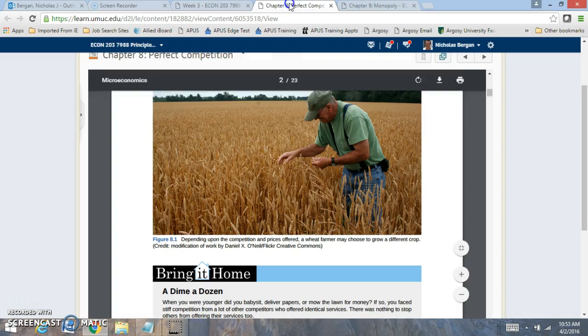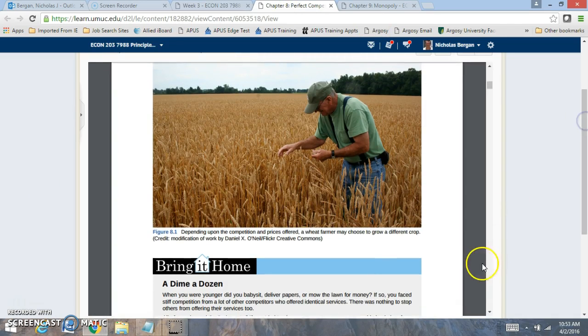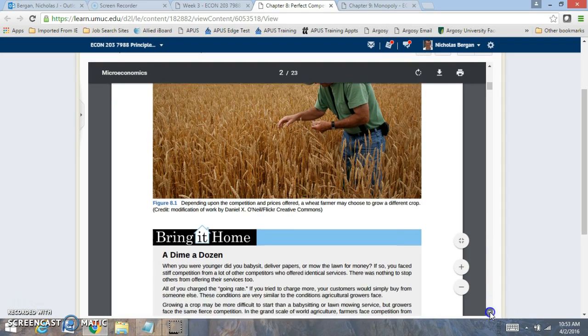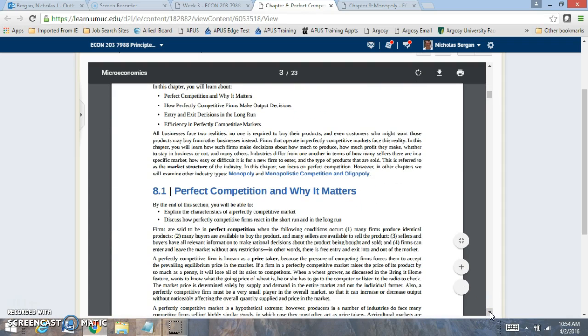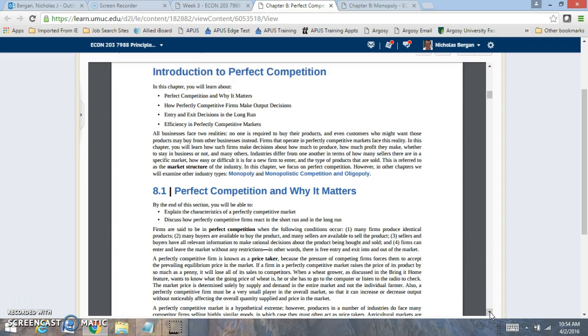Let's look at perfect competition first. The examples of perfect competition you would want to focus on are looking at a market where they sell identical products. And when you look at a market that sells identical products, the best example of this would be agriculture.